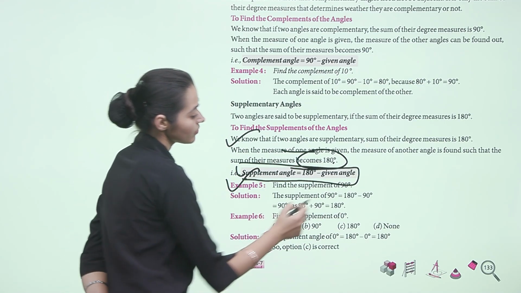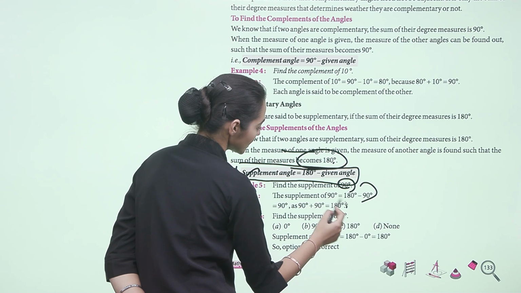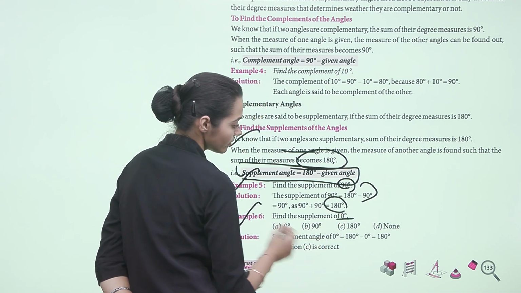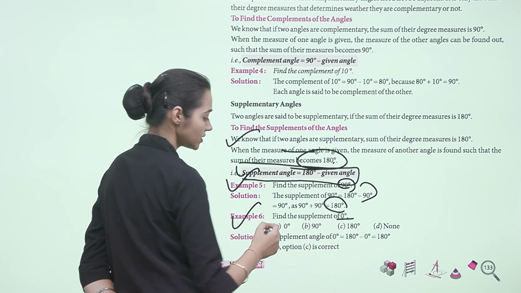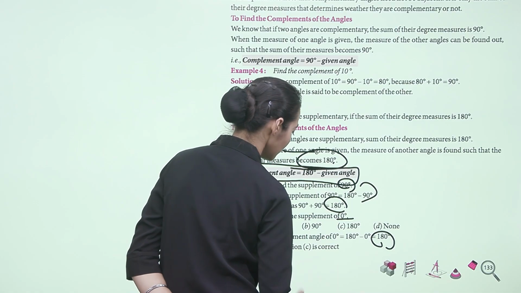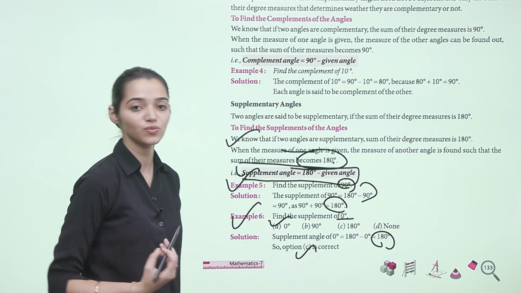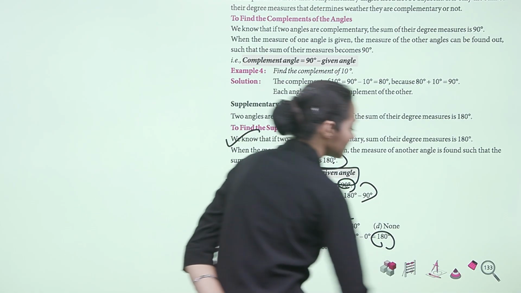For example, here we have to find the supplement of 90: 180 minus 90, that is 90, is the supplement. Here we have to find the supplement of 0 degrees, that is 180 degrees. So option C, that is 180 degrees, is our correct answer.